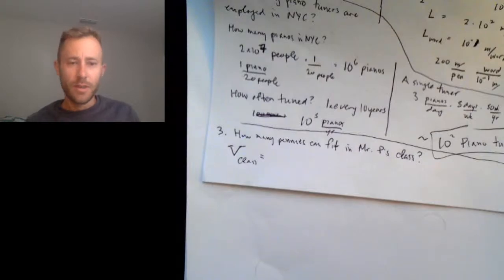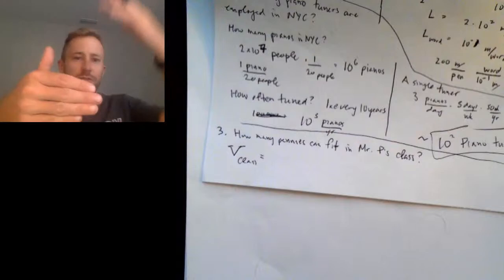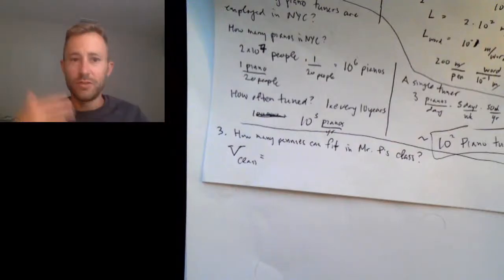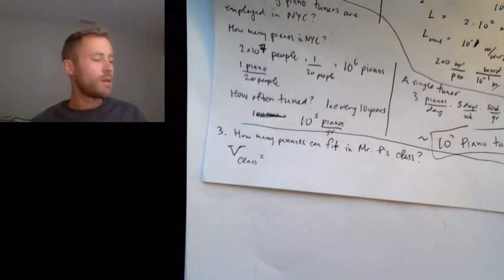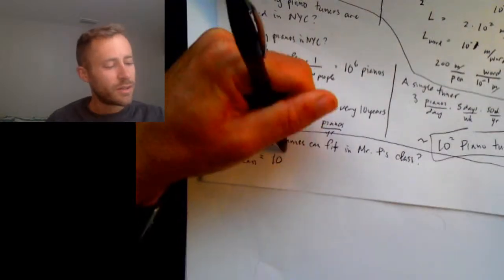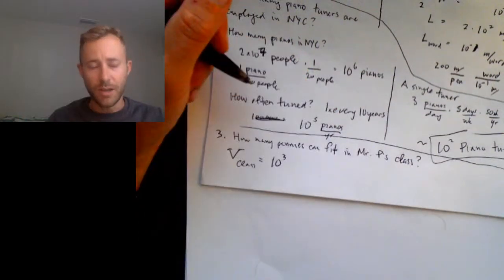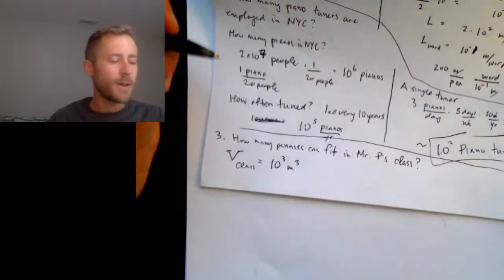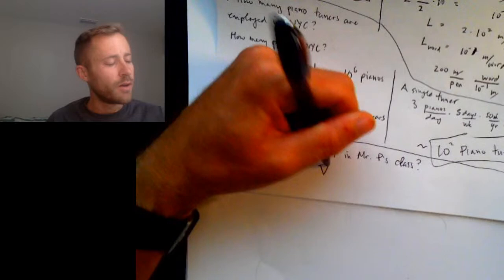Why do I say it's 10 meters by 10 meters by 10 meters? Because a single stride is roughly 1 meter. So imagine you were walking across my classroom. It would take roughly 10 good-sized steps to get all the way across the classroom. So I think the volume of my class is 10 to the third, 10 by 10 by 10, cubic meters.